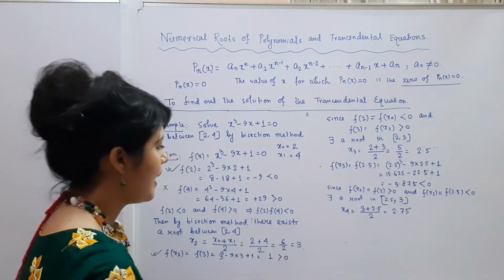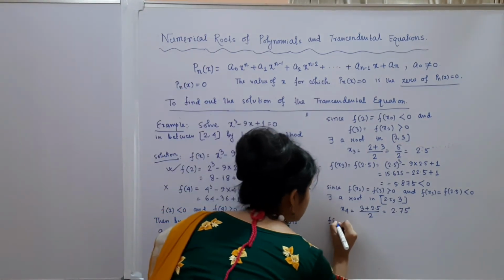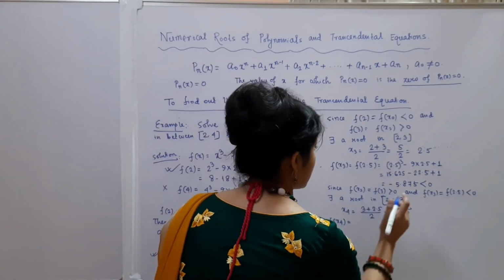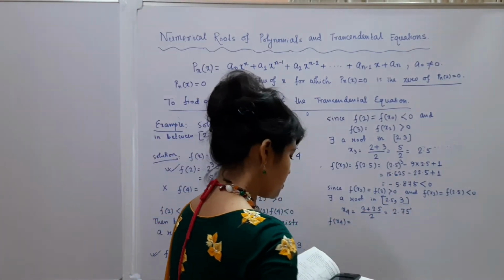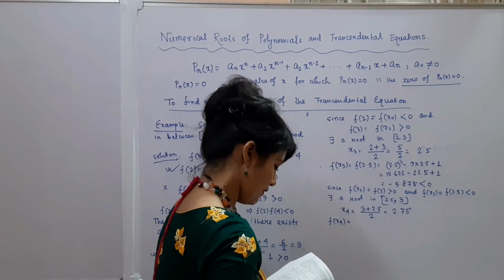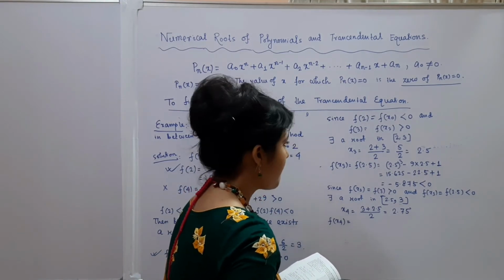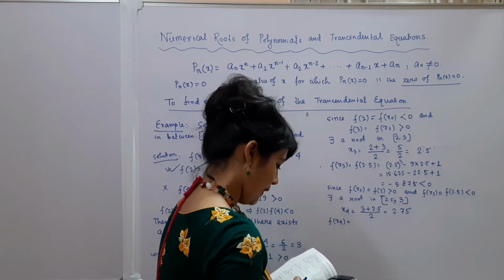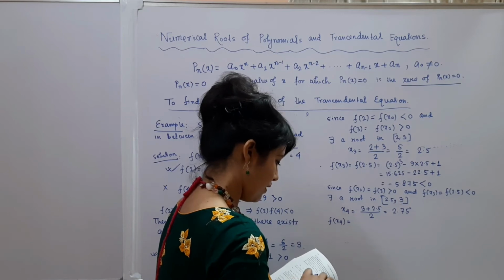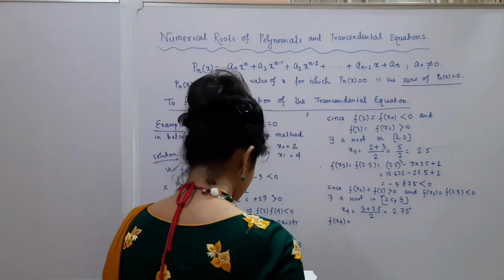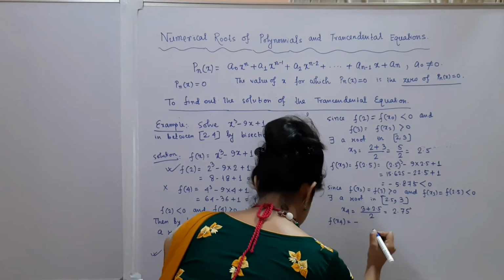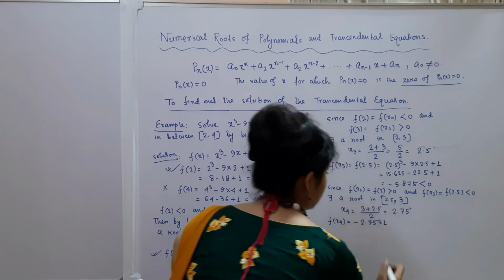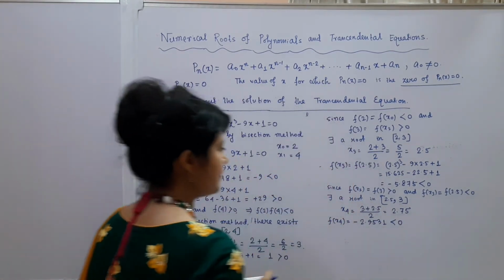That is 2.75. Now next you have to check what is f of x4. So f of x4 is 2.75 whole cube, that is 2.75 into 2.75 into 2.75 minus 9 into 2.75 plus 1, and this will give you minus 0.9531. So this is again negative.